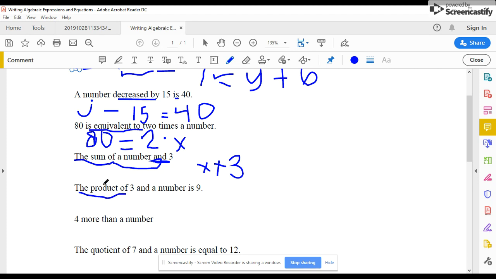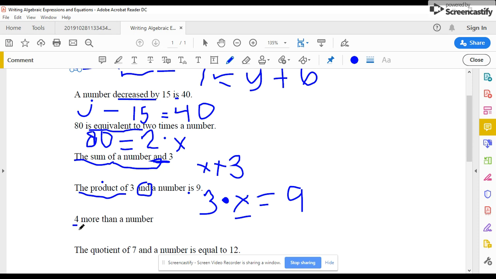Same thing for the product of. Product, if you look on your sheet, means times, but we really need to look for the word and to know where we're going to put our times symbol. So this is going to look like 3 times a number is 9. I didn't say this yesterday, but I'm going to stop using X's for times symbols, because X represents our letter, our variable. So we want to use little dots for times.